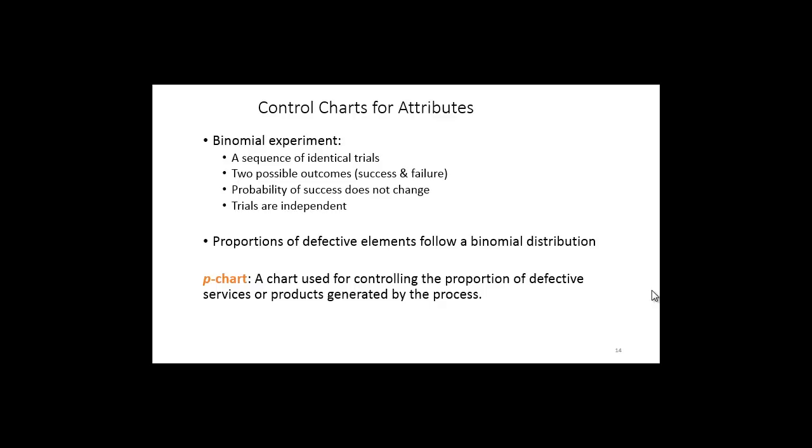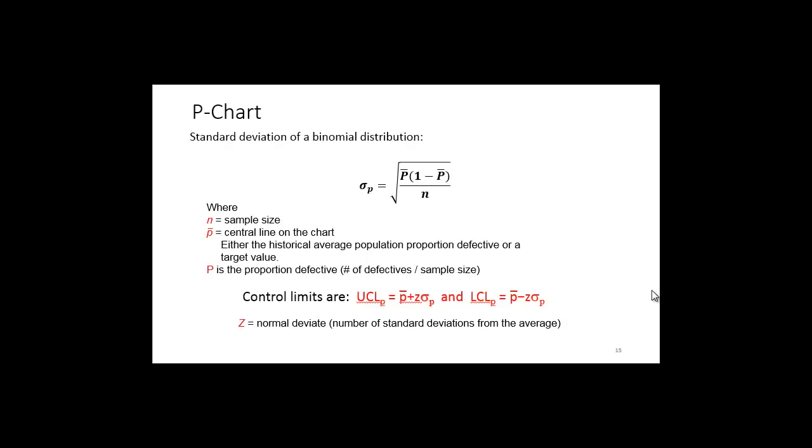So a P-chart is a chart used for controlling the proportion of defective services or products that are generated by a process. The standard deviation of a binomial distribution has a formula. That's a square root of a ratio, and that ratio is based on the P-bar. That P-bar is the central line of the chart, and that's the average proportion defective. N in this formula is the sample size, and the basic formula for upper and lower control limits is P-bar, the average, plus or minus 3 standard deviations, or a different number of standard deviations if we choose to.